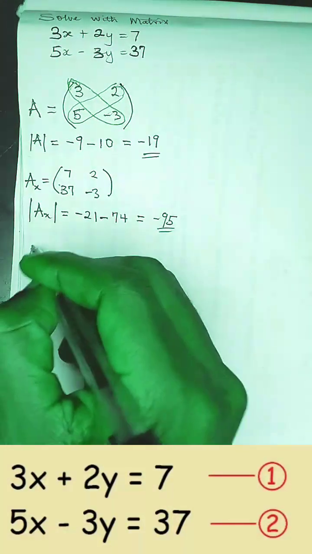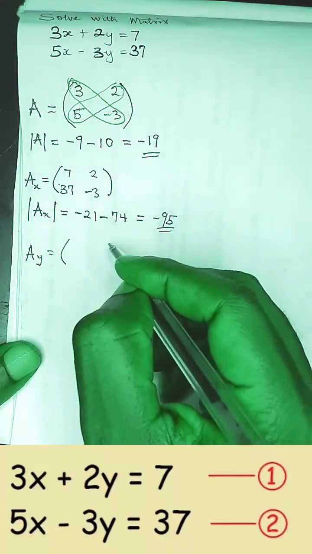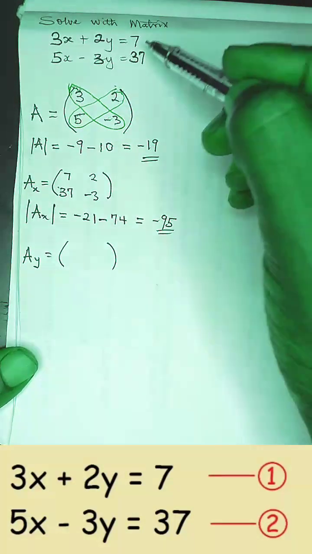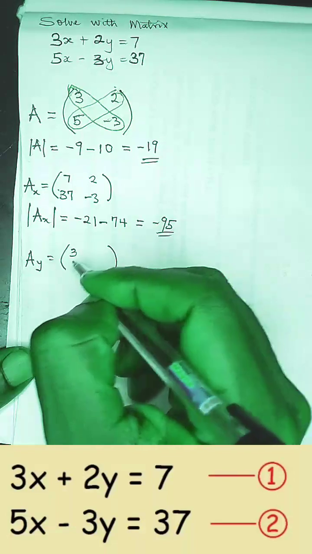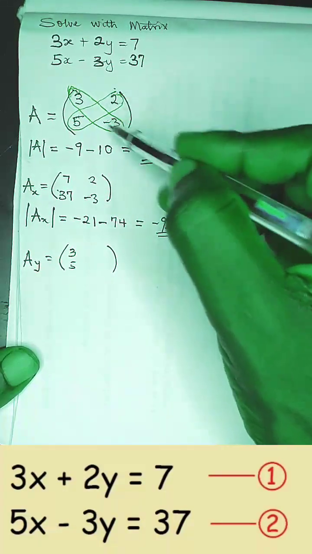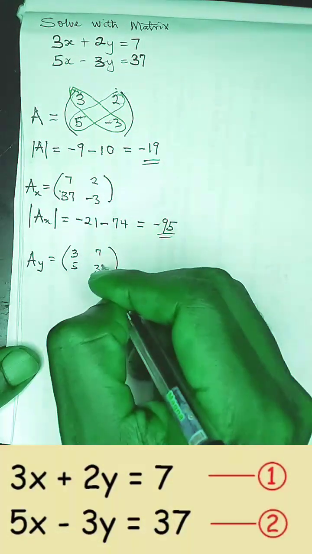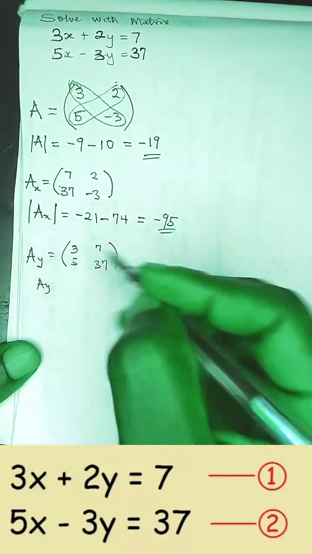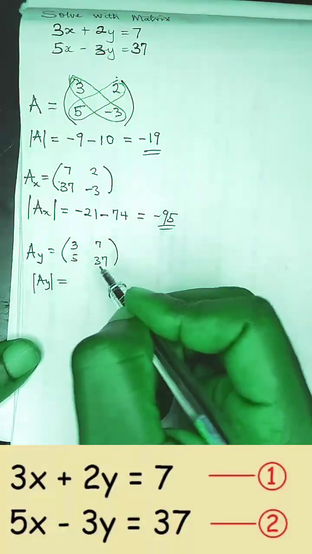I'm going to do the same thing to get my A subscript Y. We are going to replace our Y this time with the same constants at the right. So I'm going to put back my X column, 3 and 5. Now this Y column, I replace it by the constants 7 and 37. So we do the same thing. We find the determinant.